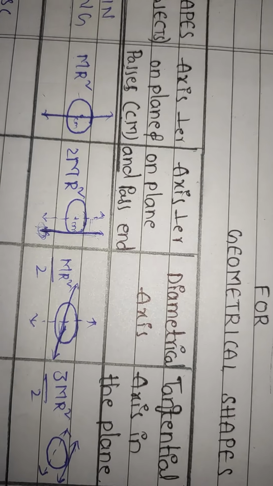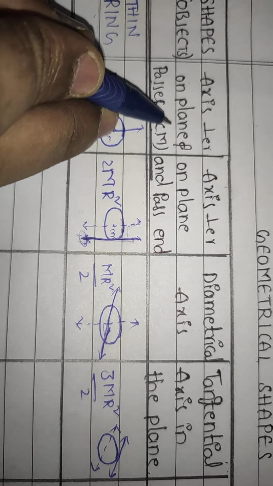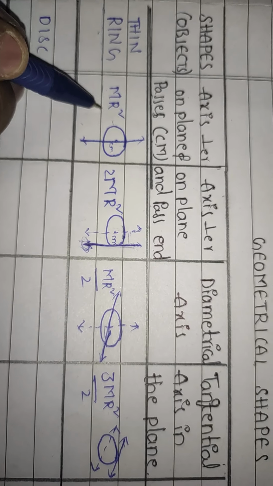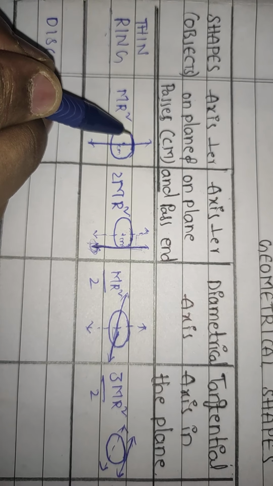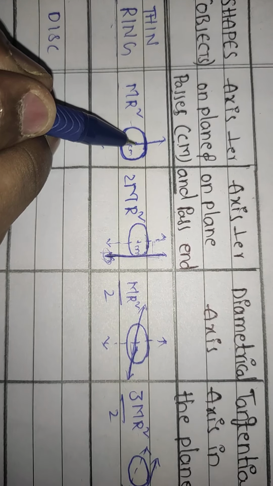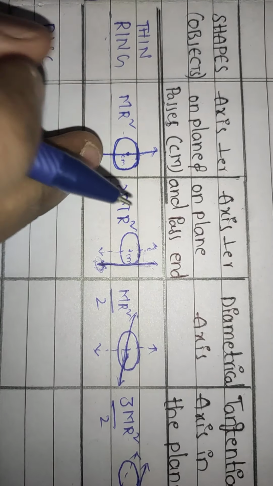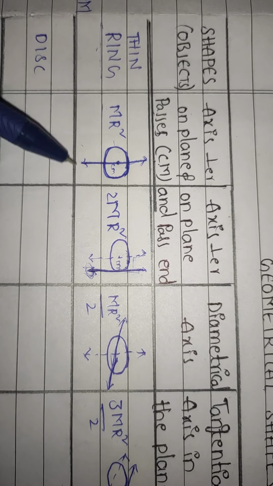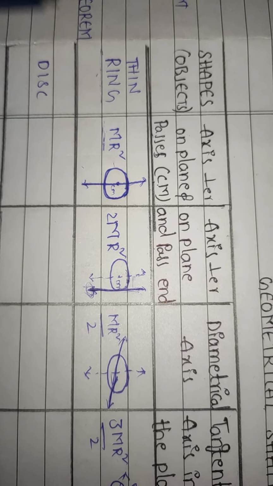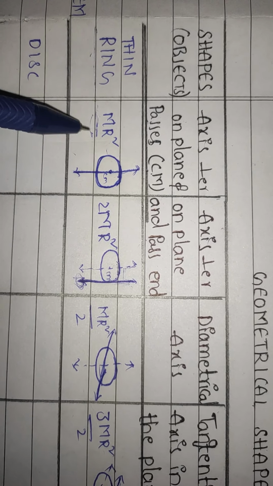The first one is thin ring, axis perpendicular to the plane and passes through center of mass. Moment of inertia is mr square. That is, the diagram is like this. This is the ring, axis passes through center of mass and perpendicular to the plane, right? We have to remember this. We have no other remedy, so we have to remember this.